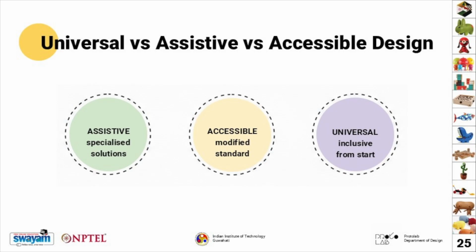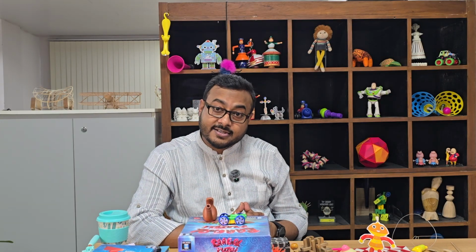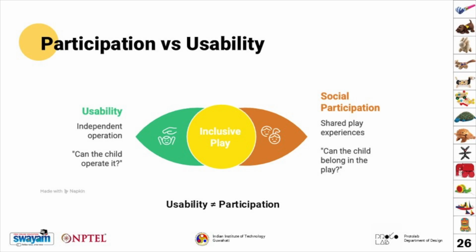In design, we often celebrate usability. If the child can operate the toy independently, we call it successful. But play is social before it is functional. Imagine a child who can operate a specialized toy perfectly, yet cannot join a group game because it works differently. The toy is usable, but the child is still excluded.